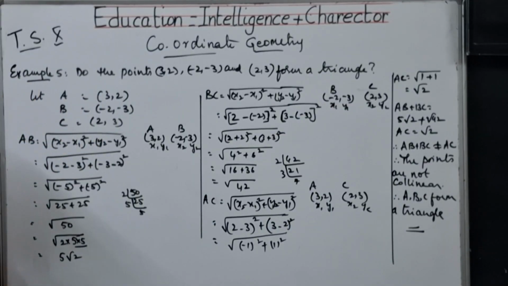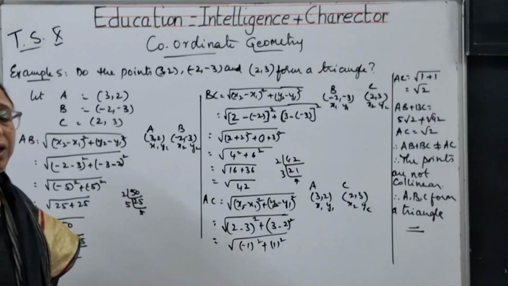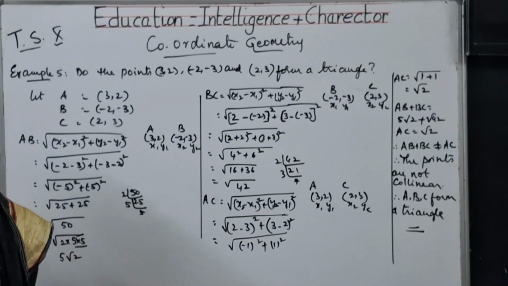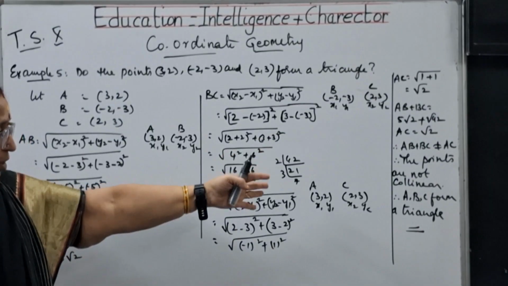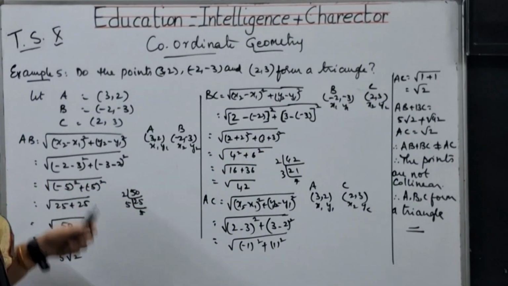This is example 5, children. Please note it down. So I hope I am clear, children. When the given 3 points are collinear, they will not form a triangle. When they are not collinear, they will form a triangle. So to check whether collinear or not, I have used the formula AB plus BC.